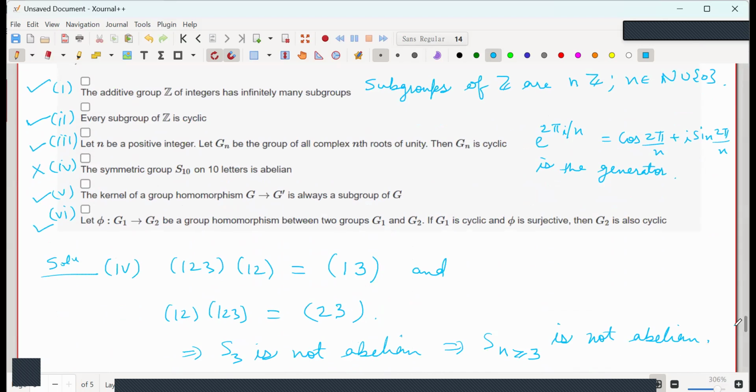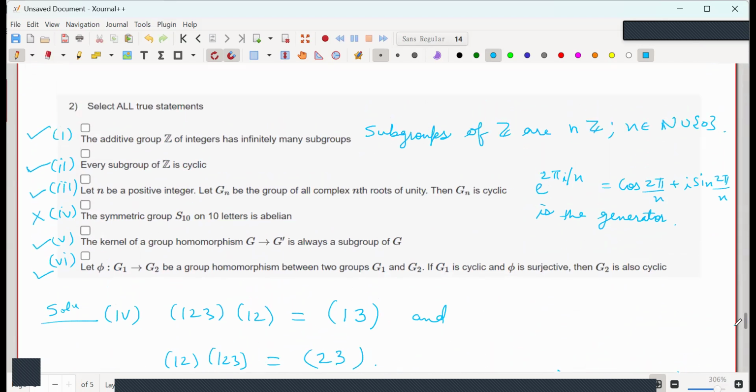I'll just have a look at it and let me see if there is enough time to discuss the third problem. So are there any doubts in the second question? Any part? No, sir. Okay.